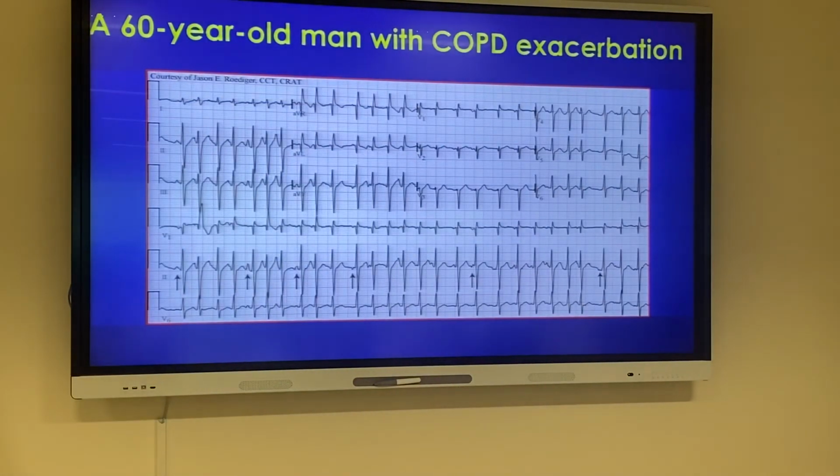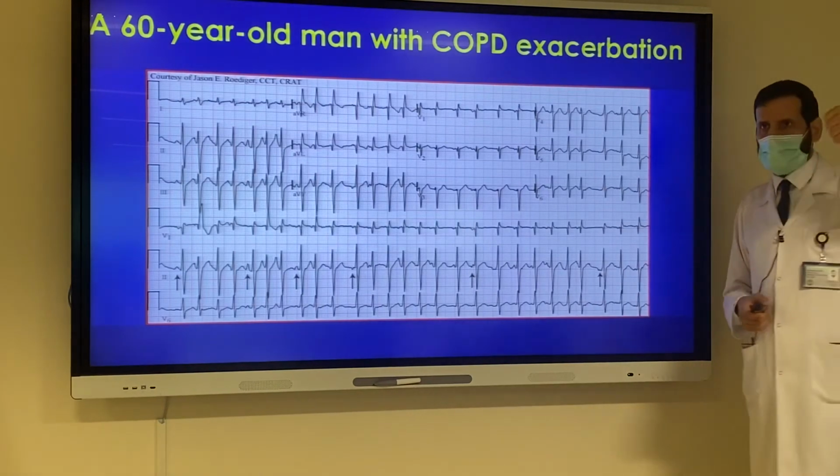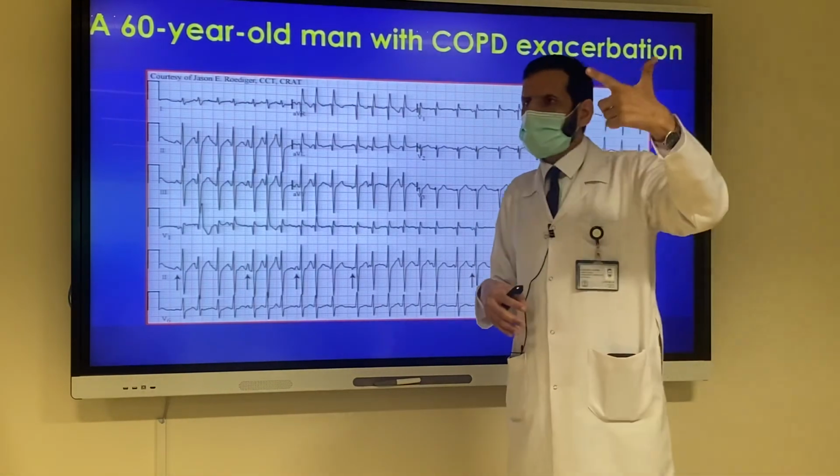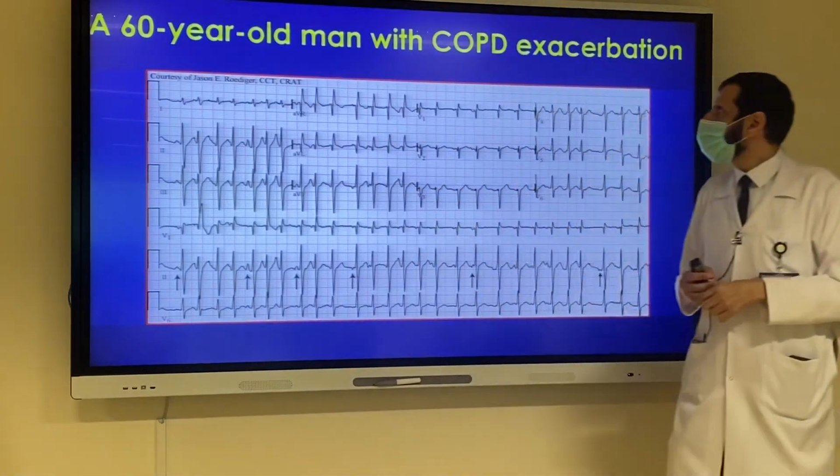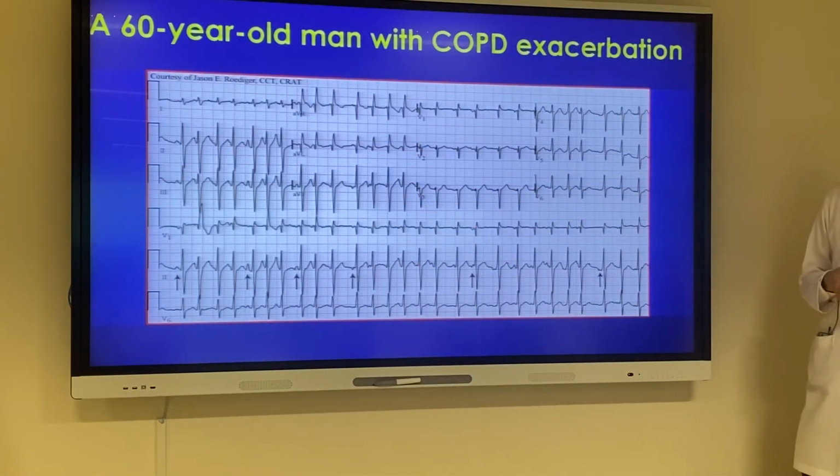So two conditions could be irregular. Atrial fibrillation is always irregular. Atrial flutter could be regular, could be irregular. What is this? A 60-year-old male with COPD.